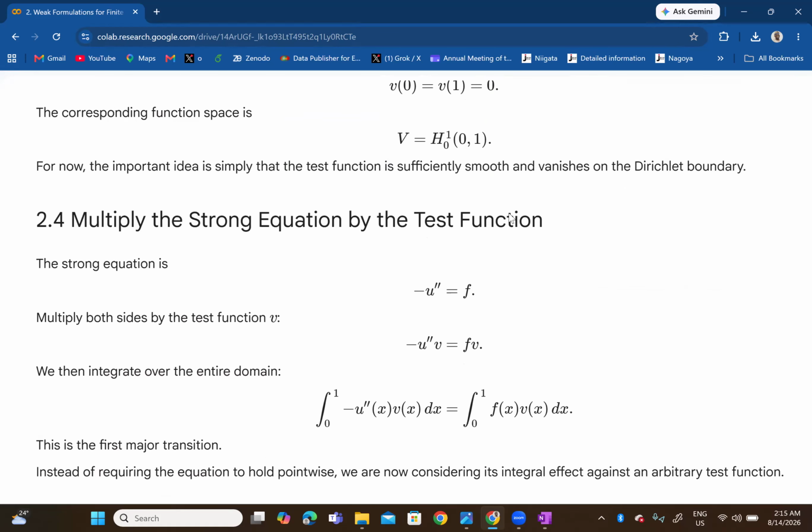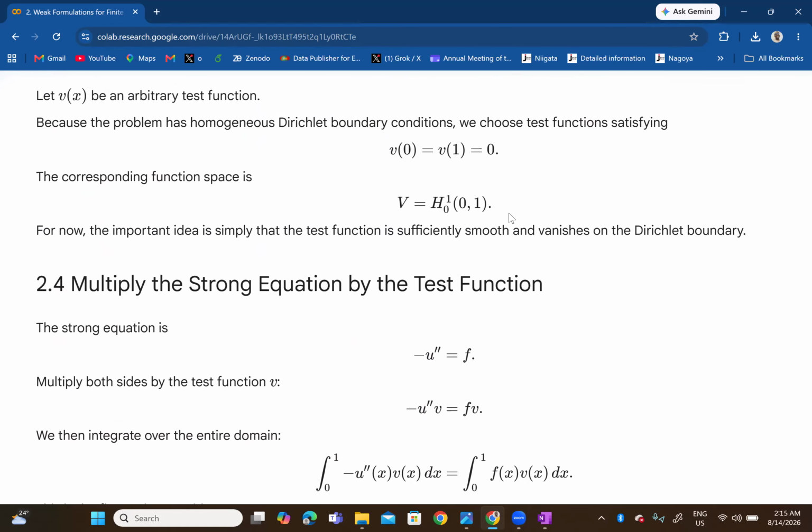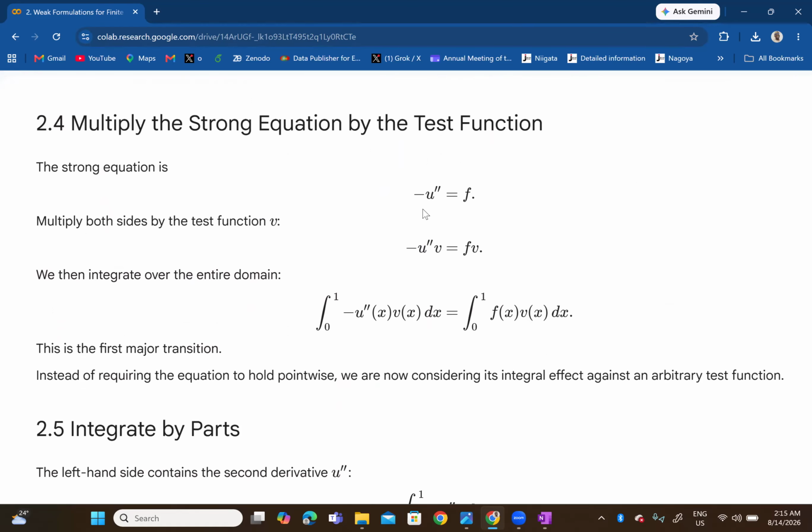Now, we have introduced the test function v of x, and don't forget the expression we started with, minus u prime prime equals f. We go ahead and multiply the strong equation by the test function. So multiplying both sides by the test function v becomes minus u prime prime multiplied by v equals f multiplied by v. That is the test function multiplied by the strong differential equation.